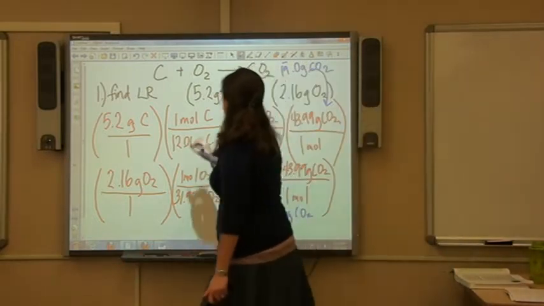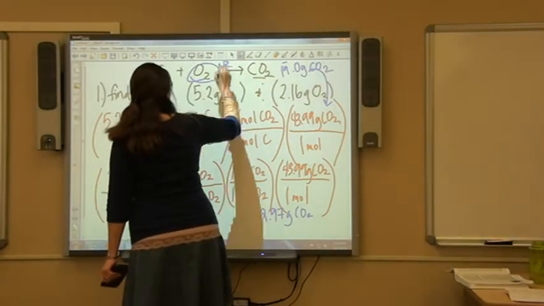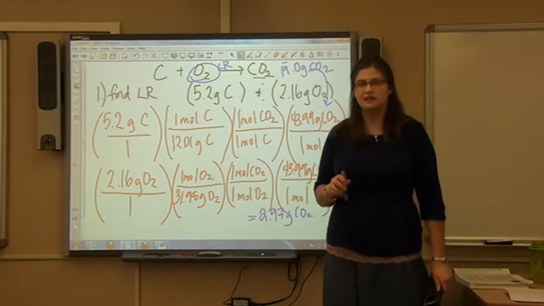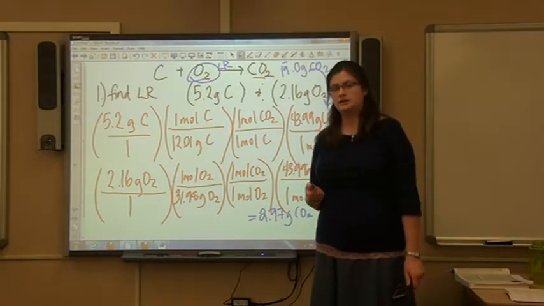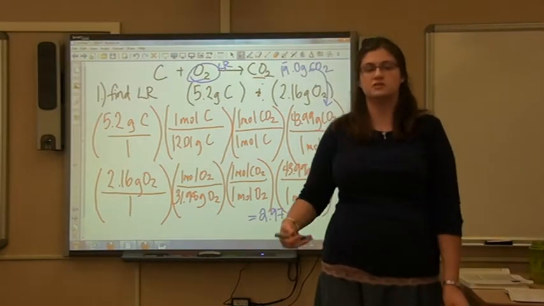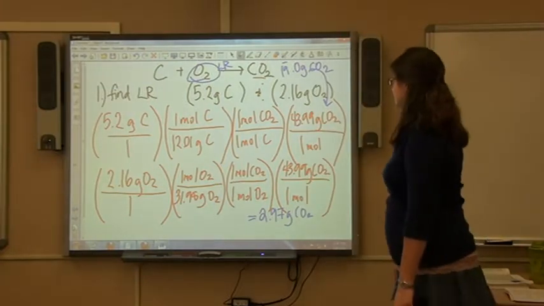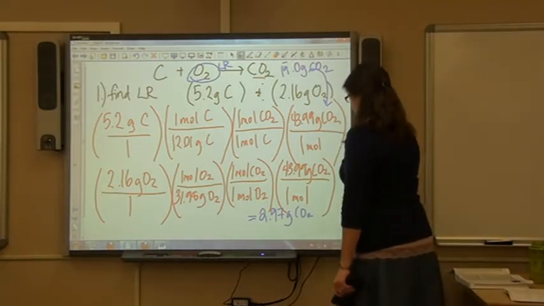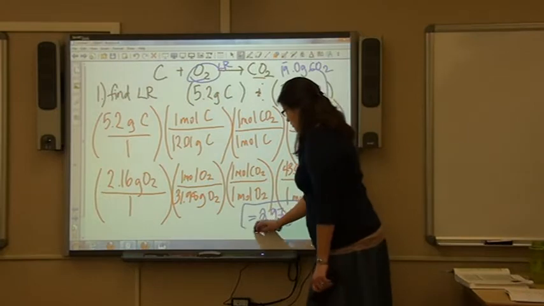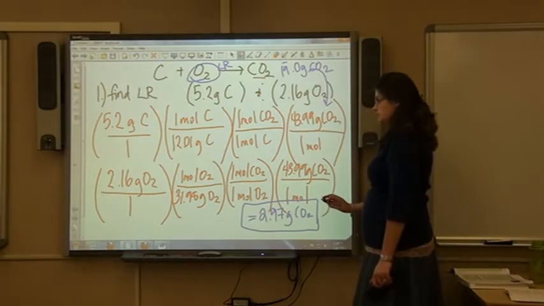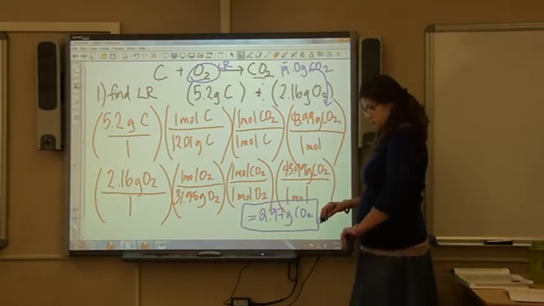What's your limiting reagent? O2. See where I did that? That helps me for later on, especially if you get interrupted in the course of solving these problems. Okay, now this is the maximum amount of product that can be produced with these two amounts of reagents.